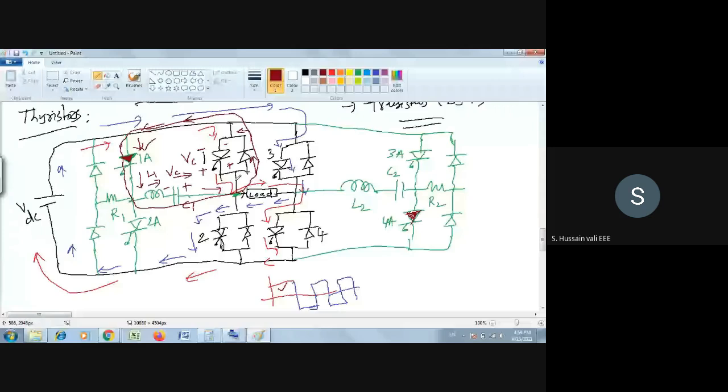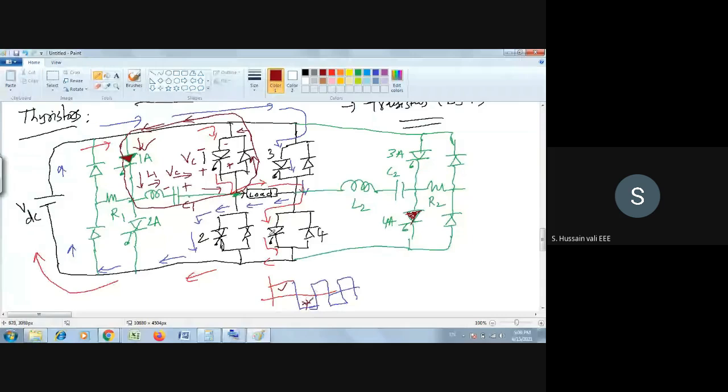When you turn on 3 and 2, what exactly happens? Then the negative half cycle will come. So once the negative half cycle comes, the cycle repeats.